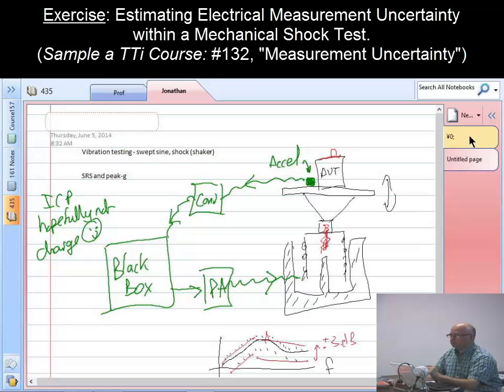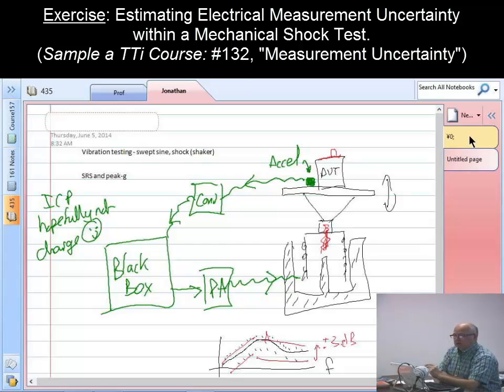And then the other question that I would have is, this is assuming one accelerometer. If I had 50 accelerometers, whether they're in series, in some cases they may be in parallel, what kind of an effect would that have on the resulting measurement uncertainty?